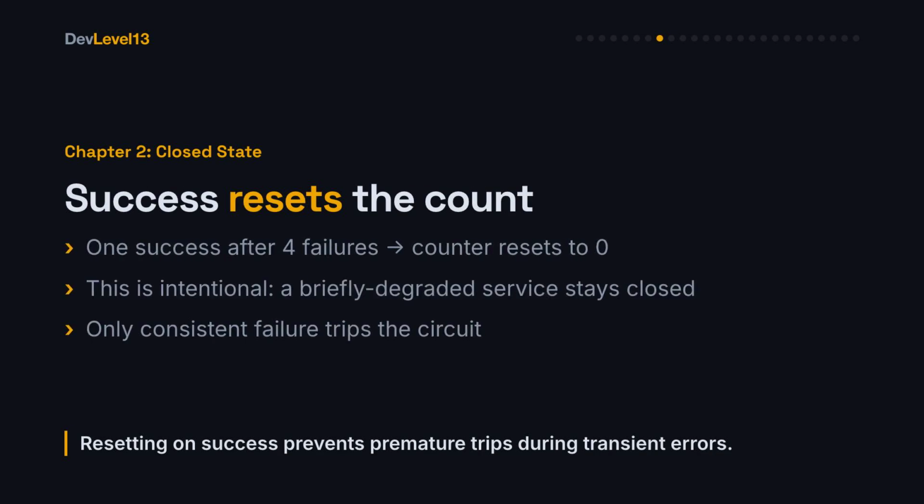Resetting the failure count on success is a deliberate design. If a service is throwing occasional errors but is mostly healthy, you do not want to trip the breaker. The closed state is designed to tolerate transient failures. Only persistent, consecutive failures trigger a trip.